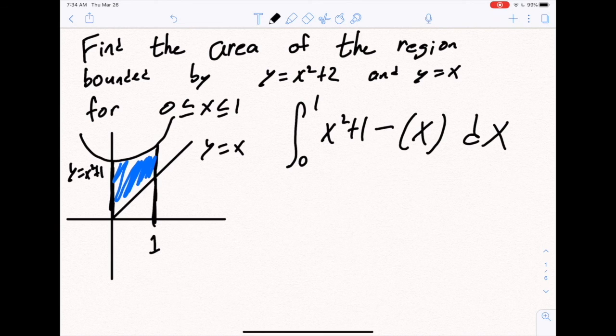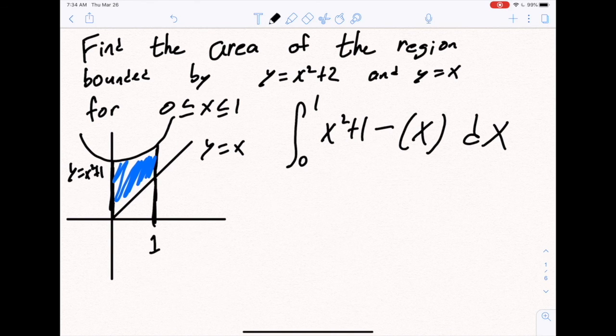So again, to reiterate what we're doing here, we're taking the integral from 0 to 1, because those are our left and right endpoints. So the integral from 0 to 1 of our bigger function, so y equals x squared plus 1 is our bigger function, minus our smaller function. So here y equals x is our smaller function.